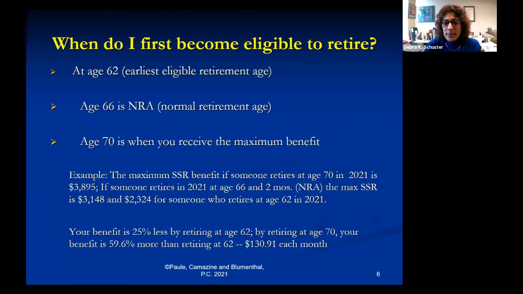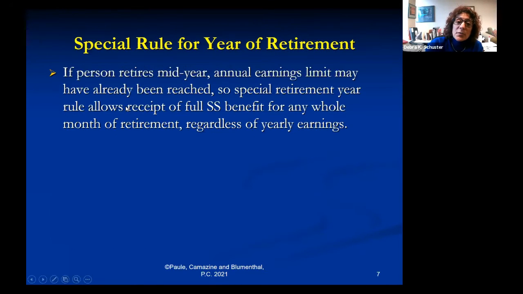And deciding when one retires really takes into account a lot of factors. So this is not necessarily as easy a decision as it may seem, and it can affect a lot of issues. Your benefit is 25% less if you retire at age 62. By retiring at age 70, your benefit is 59.6% more than when you retire at age 62, $130.91 per month.